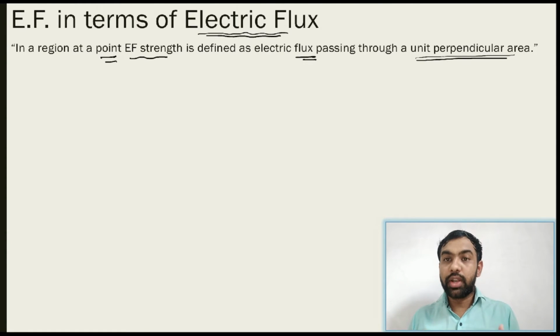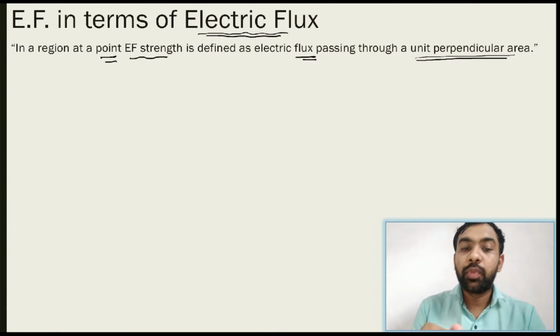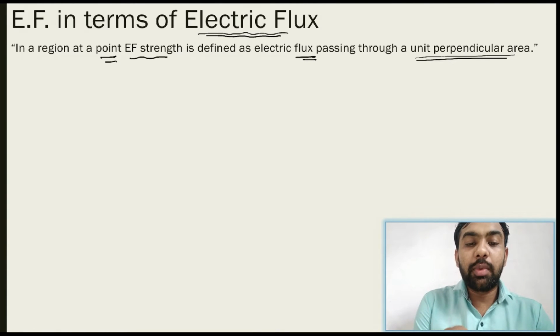If field lines are more, it means the strength of the electric field is more. If field lines are fewer, then the electric field strength is also smaller. Okay, so if you define the electric flux, then you also define the strength of the electric field. How? Let's see. Suppose you draw this type of situation.